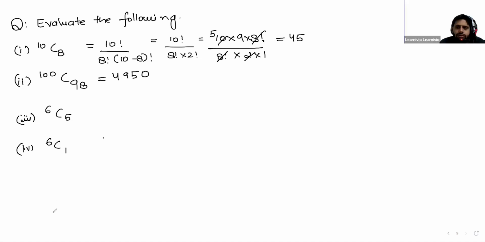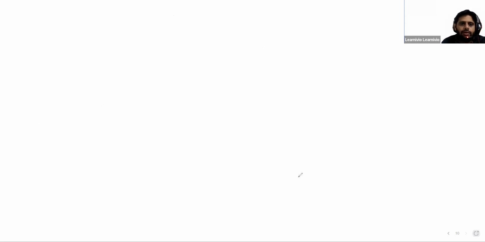Okay. So you get answer 6 here, and here also you are getting a 6. Very good. So there's no doubt in these types of questions. Now we will do some properties. Properties of combination.